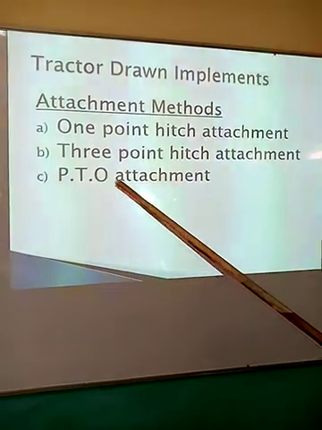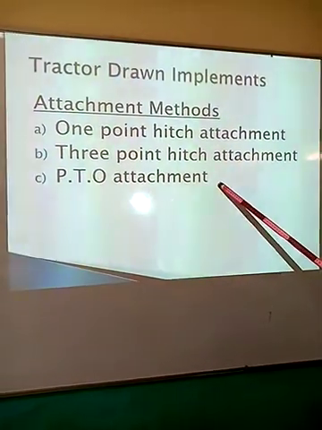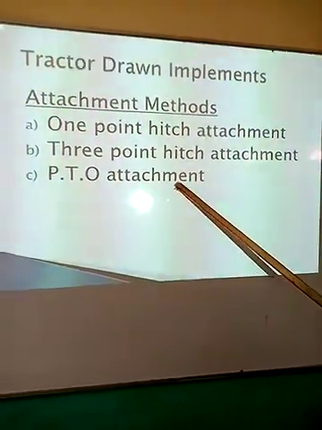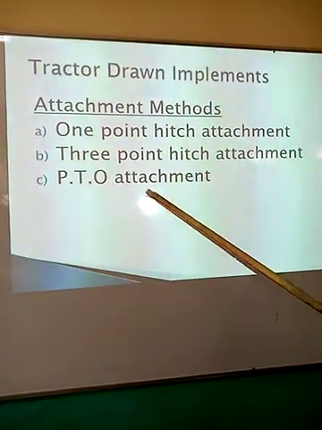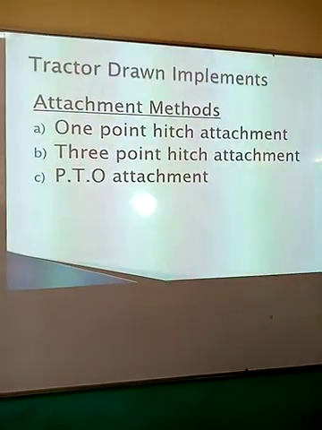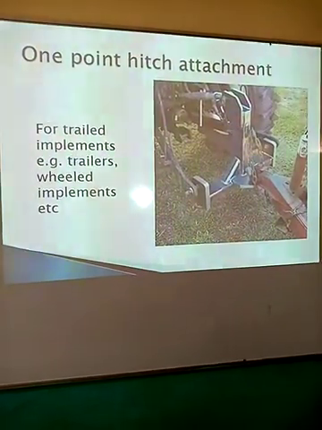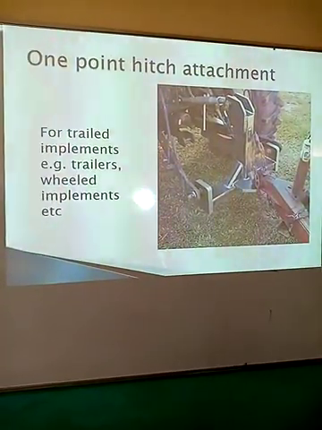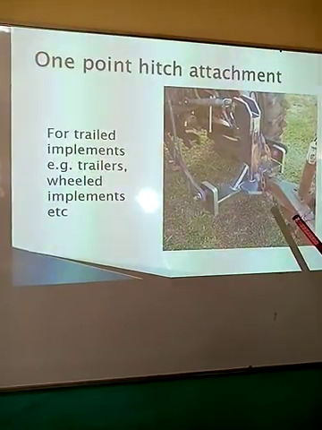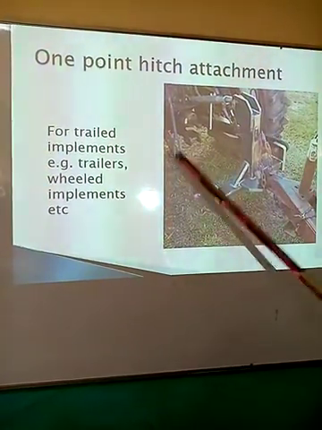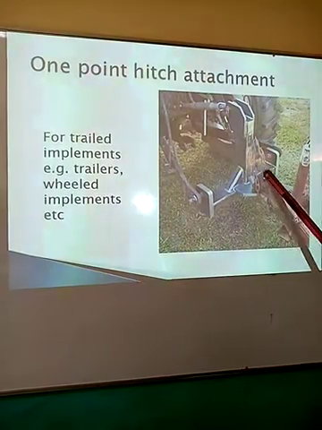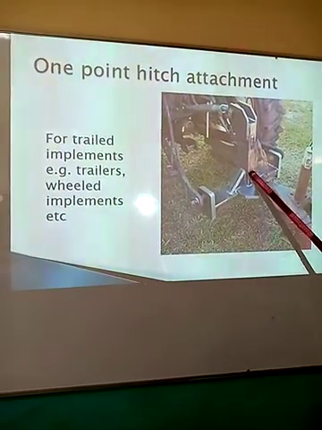And then finally we'll be talking about the PTO attachment, power take-off attachment. This is a type of attachment whereby the implement is attached to the power take-off shaft, which revolves or rotates at a relatively high speed. So starting with the first one, the one-point hitch attachment. As I said earlier, this is basically the drawbar attachment. In other words, the implement is attached to the tractor at the drawbar, at only one point. So that's why it's called one-point hitch attachment.